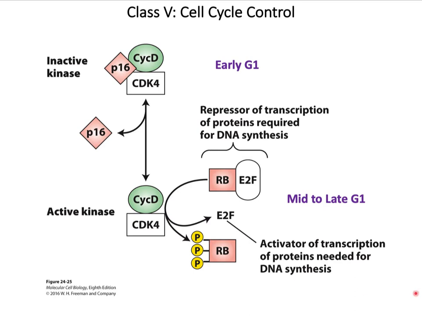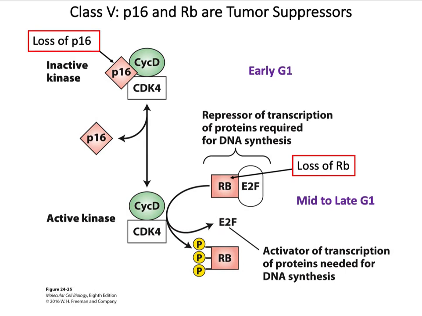You will remember that the retinoblastoma binds to that E2F transcription factor, and when retinoblastoma is phosphorylated by the cyclin CDKs, it dissociates from E2F. And then E2F can be moved to the nucleus and activate transcription of genes necessary for DNA synthesis, as well as other important cellular functions during the cell cycle. So this is all review from your cell cycle. So P16 is a tumor suppressor gene, and the retinoblastoma is a tumor suppressor gene as well.